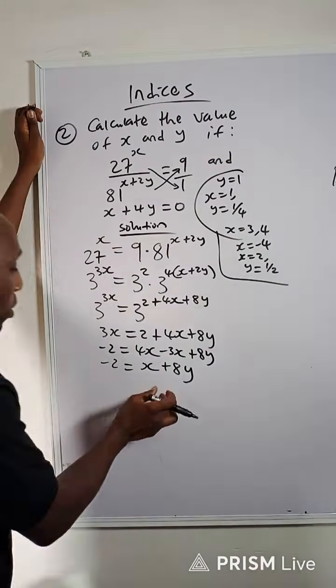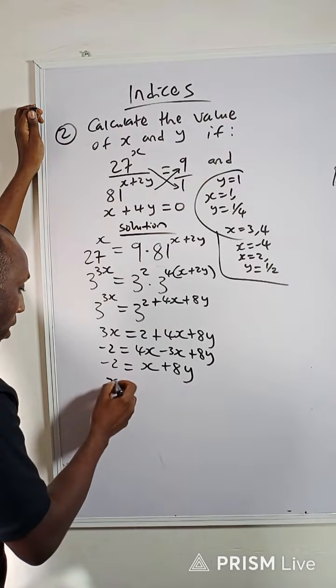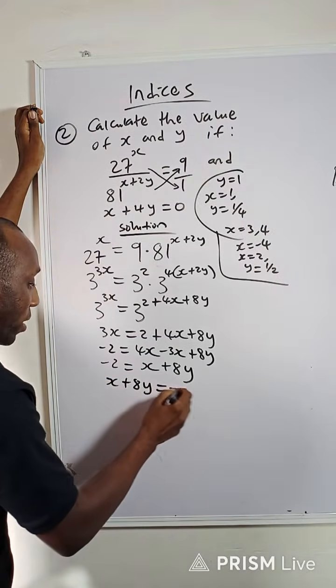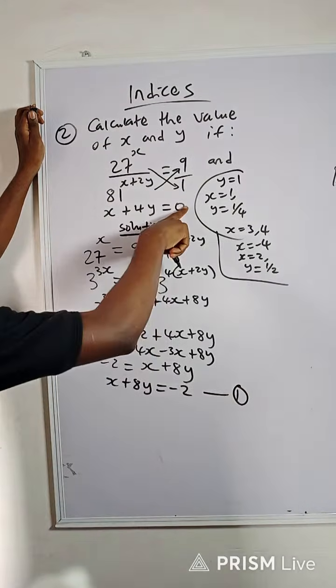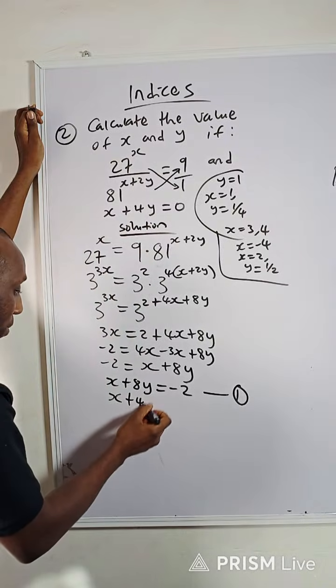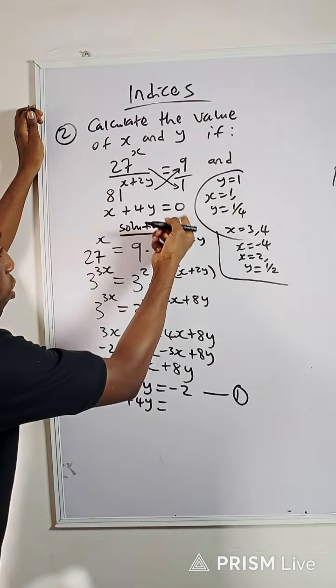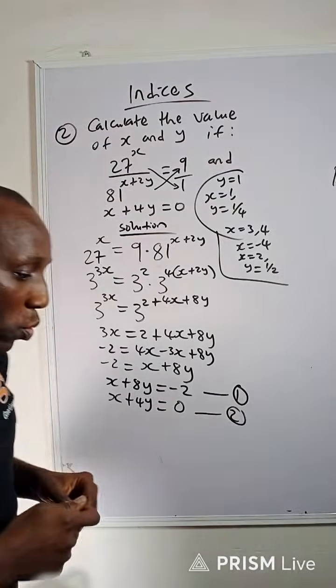What's going on there? So I have that x plus 8y is equal to negative 2. Let's call this equation 1. And what I have here, this one is equation 2. So x plus 4y is equal to what? 0. You see here? This is equation 2. Do you see what I'm doing?